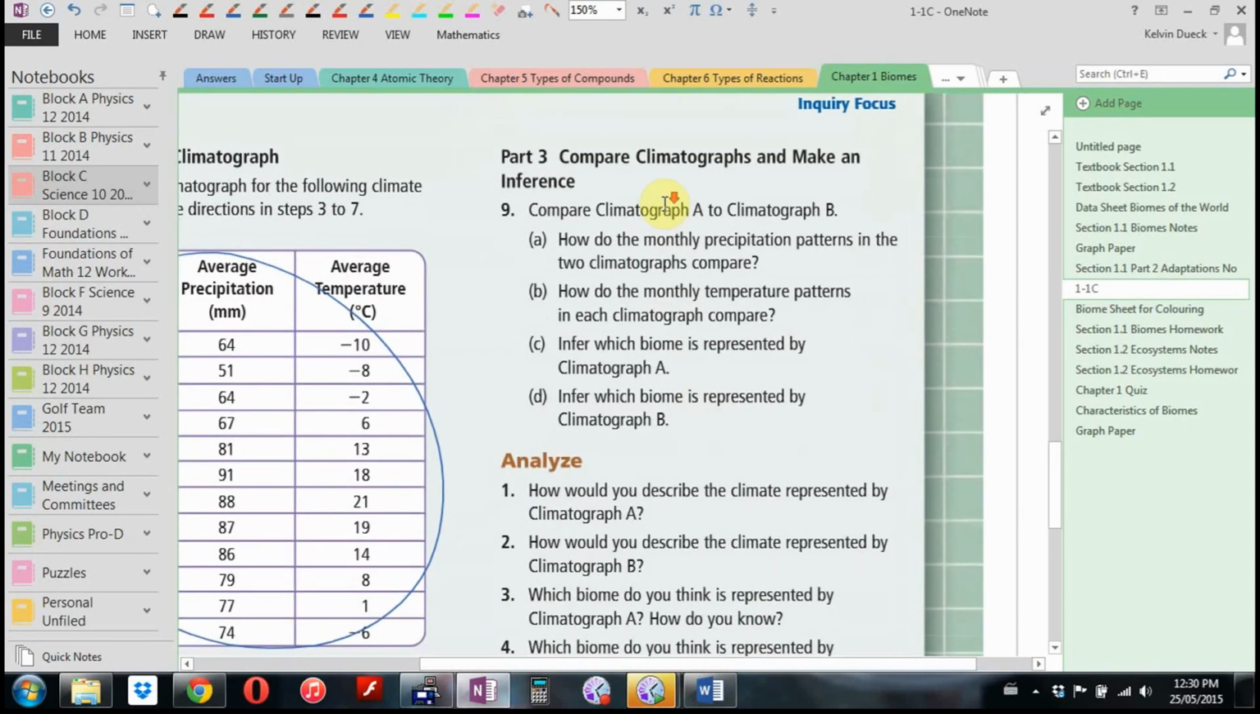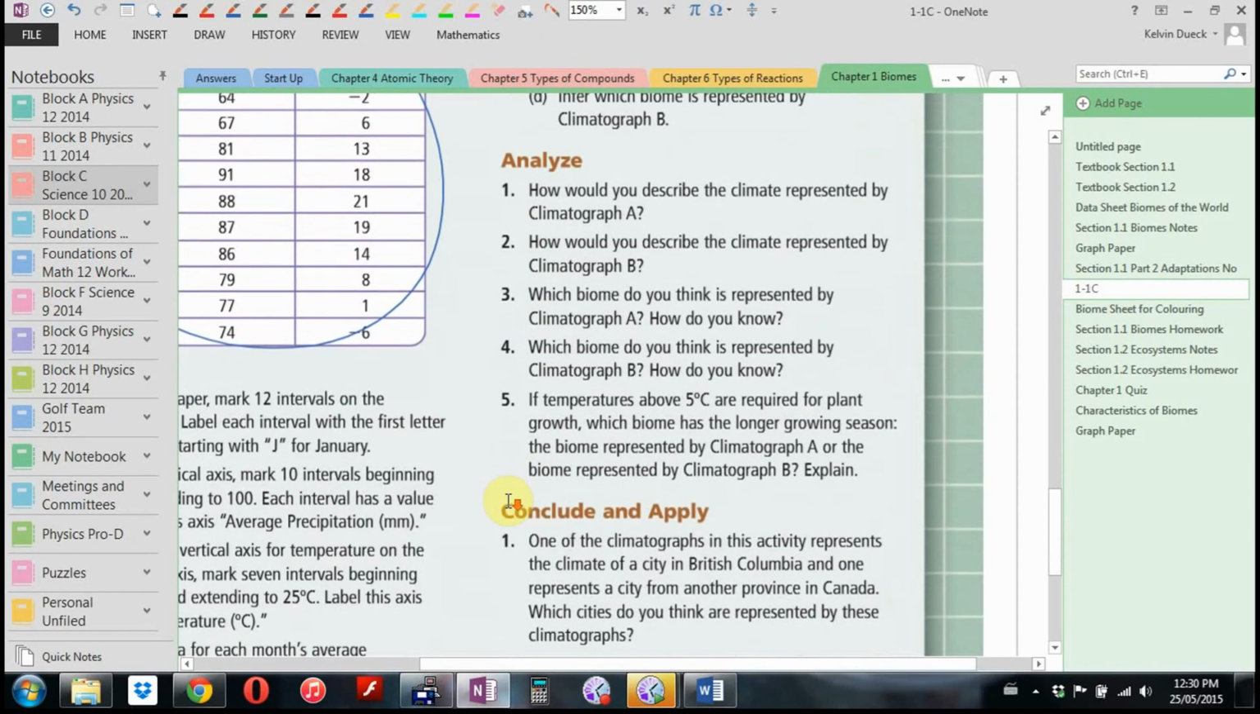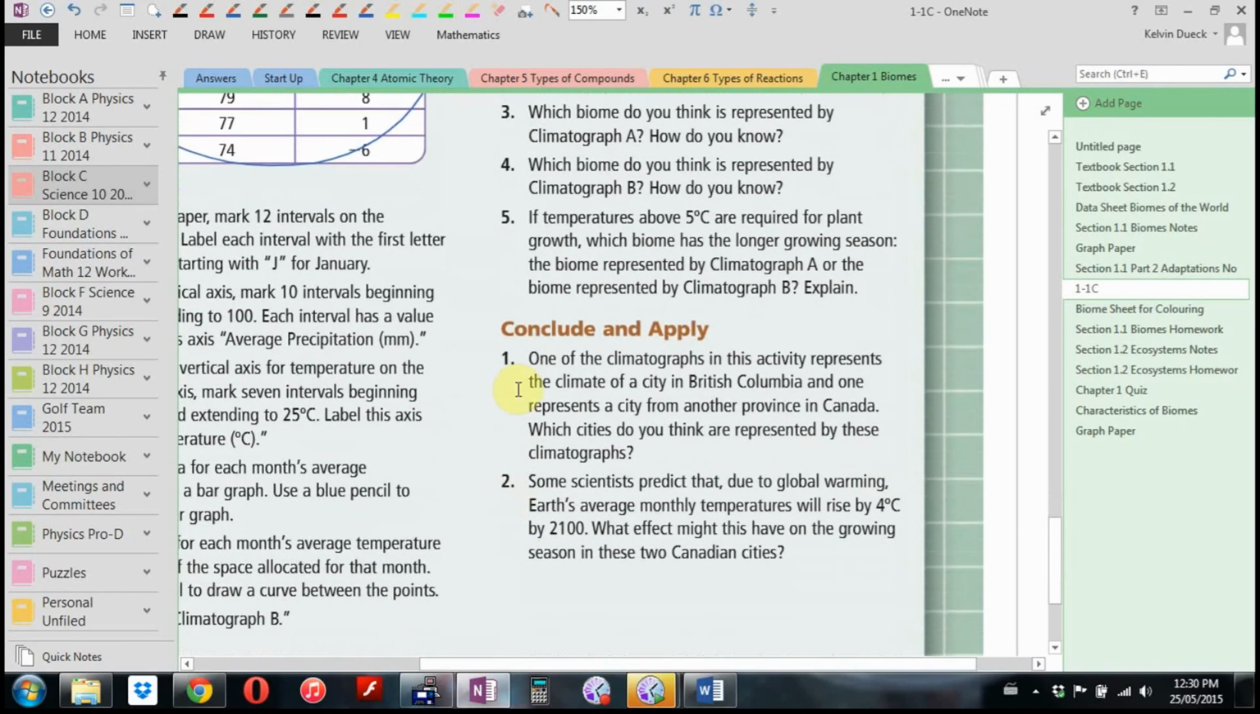It says compare the ones. So answer question 9 and answer 1, 2, 3, 4, and 5. Okay? Then you can try the conclude and apply. You can answer these questions on a separate piece of paper if you want to, Courtney, or on the back of the graph paper. Does that make sense, folks? I'm not sure people follow it, but I think so.